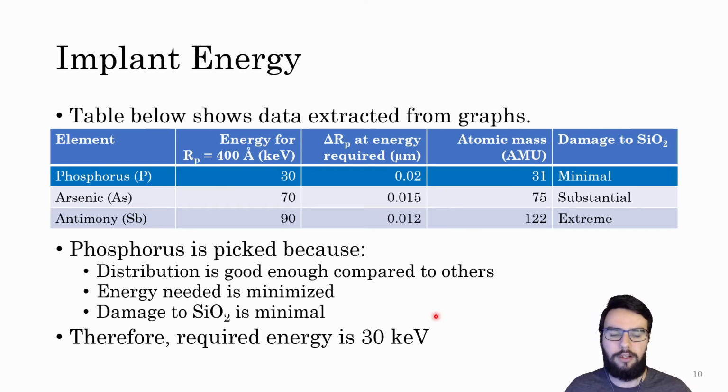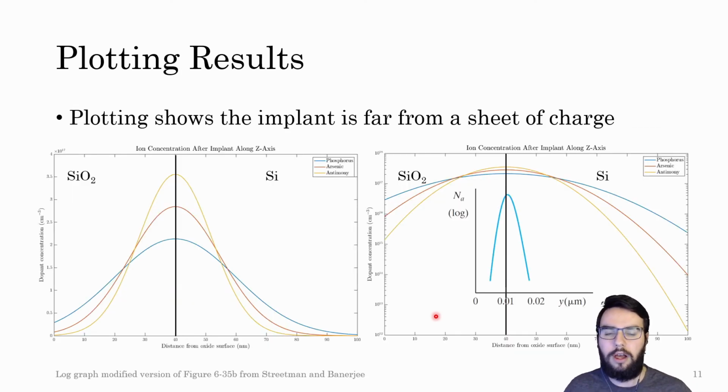Now, we're actually done with the question here, but I decided to do a little bit more digging around and plot these results using the equation that I used for the distribution before. And this was very interesting because we were told this is a sheet of charge, but it's actually not. When we plot this distribution, we see that the phosphorus is quite spread around, and it's not an actual sheet of charge as what we were told.